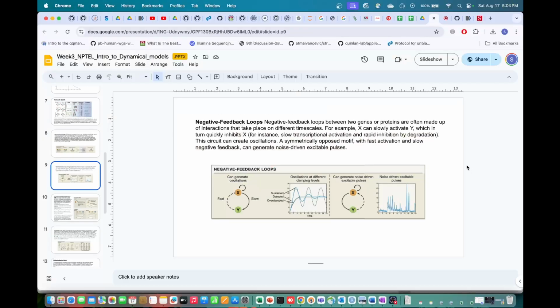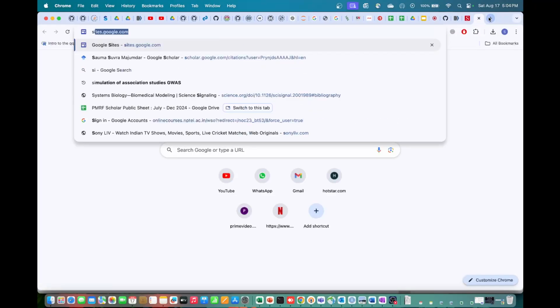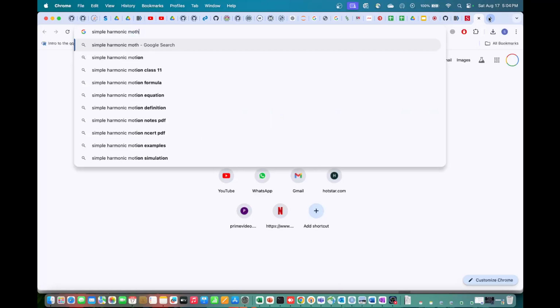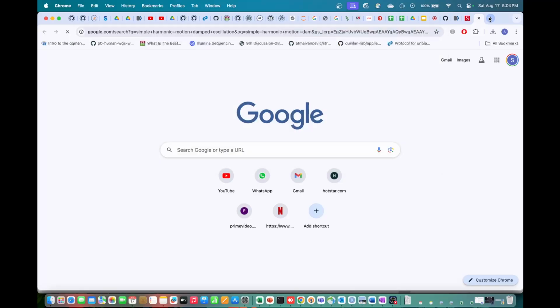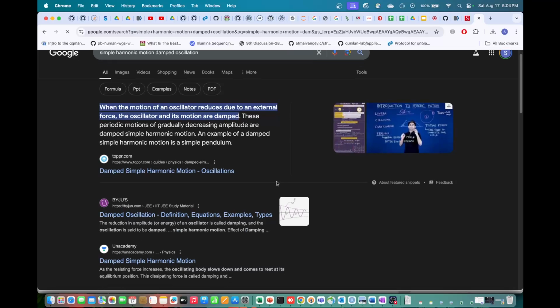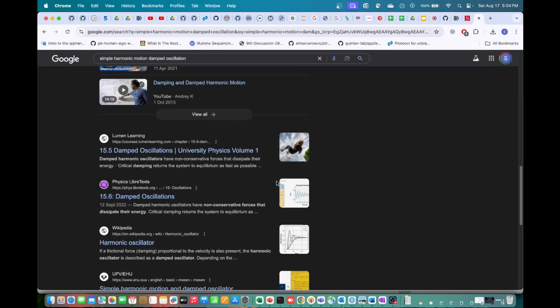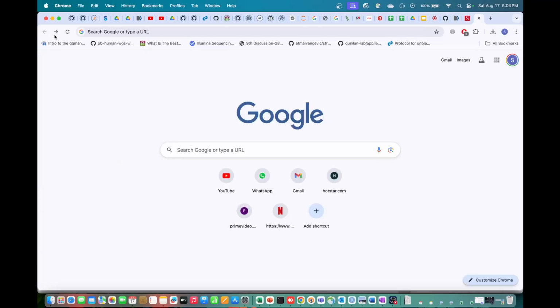Simple harmonic motion is a class 11-12 concept, and damped oscillation and forced vibrations. So let's look at the Wikipedia page only.